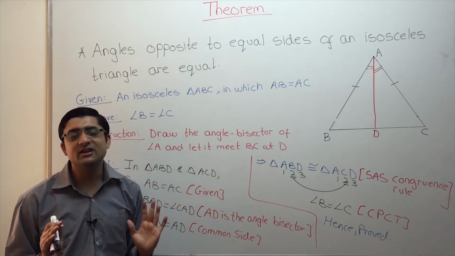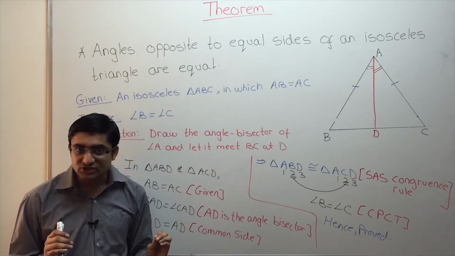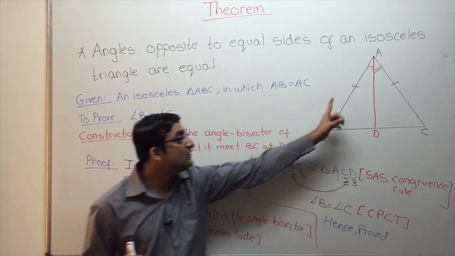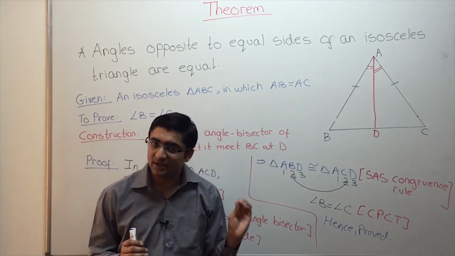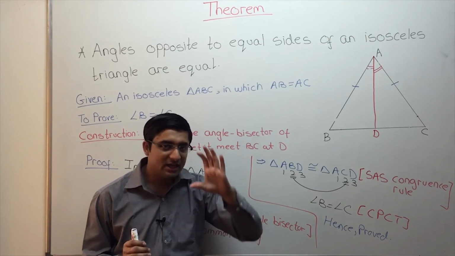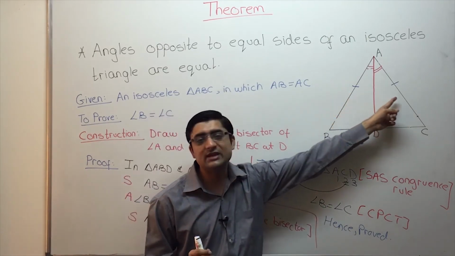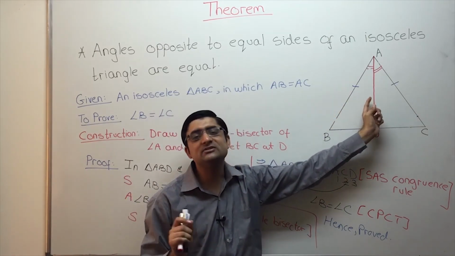This is very, very important. Whenever you come across a question in which you have a triangle in which two sides are given to you as equal, immediately mark the opposite angles as equal. I repeat, whenever you're given a triangle in which two sides are equal, immediately mark the opposite angles to be equal.